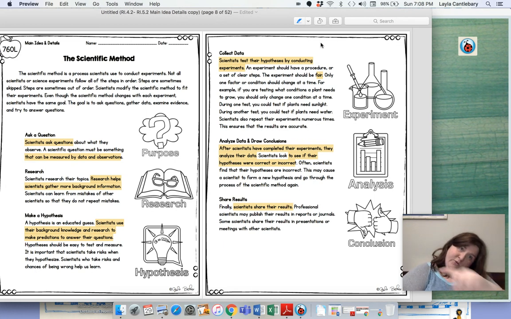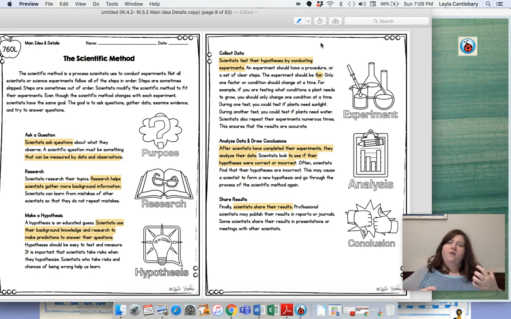Scientists ask questions that can be measured by data and observations. Research helps scientists gather more background information. Scientists use their background knowledge and research to make predictions to answer their questions. Scientists test their hypothesis by conducting experiments. After scientists have completed their experiments, they analyze their data to see if their hypotheses were correct or incorrect. And finally, scientists share the results. So all of those things I noticed are just explaining why scientists follow each of those steps and what they do in those steps. So that does tell me that they're making a point about the scientific method, but not necessarily yet what that point is. So I think that we have to go to number 3, which is check the introduction and the conclusion.